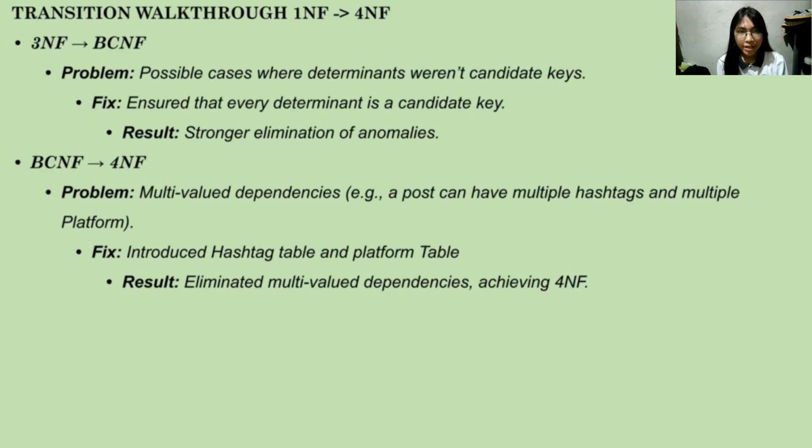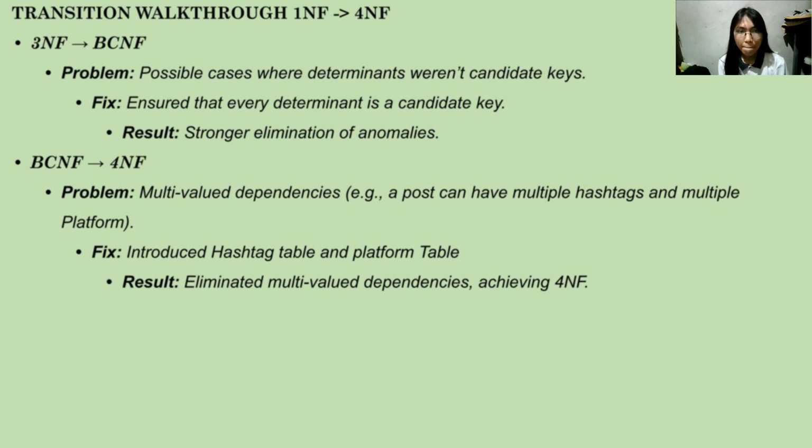3NF to BCNF. Problem: possible cases where determinants weren't candidate keys. To fix this, ensure that every determinant is a candidate key. The result would be a stronger elimination of anomalies.